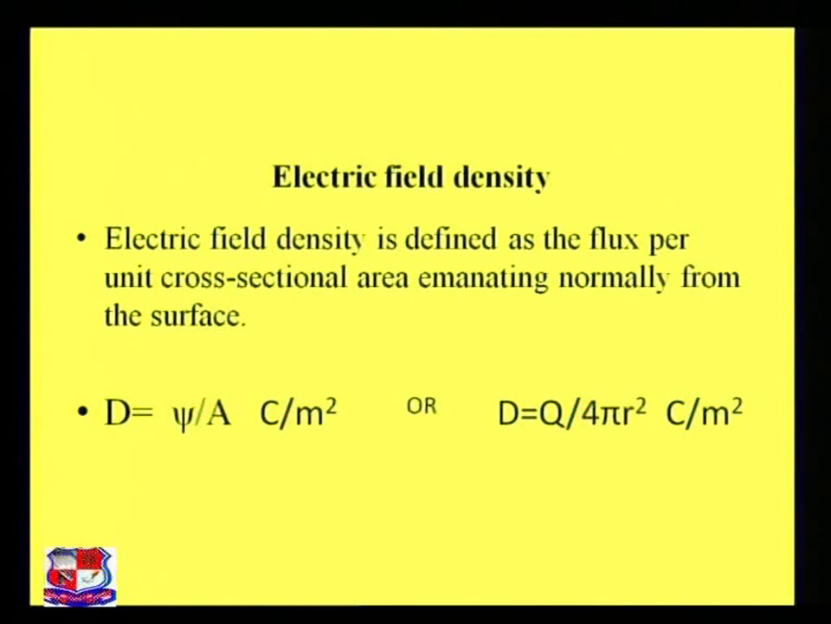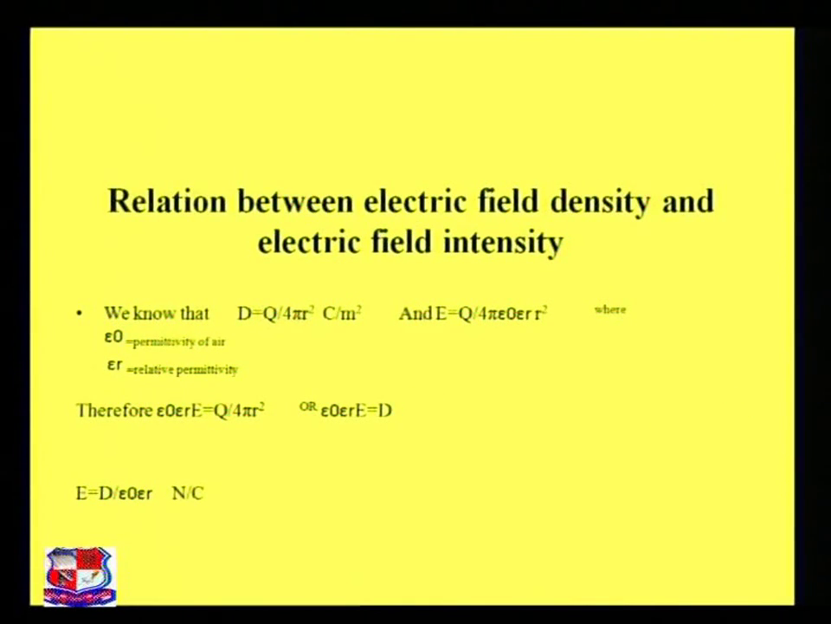Here, if we take a sphere, then the area of the sphere will be 4 pi r square, so that we can say that electric field density D equals Q by 4 pi r square for a sphere, and the unit is coulomb per meter square.